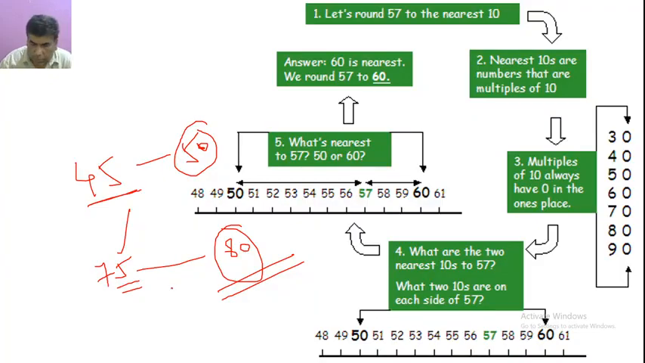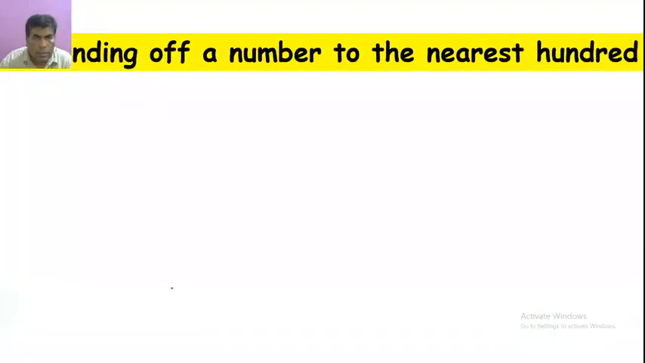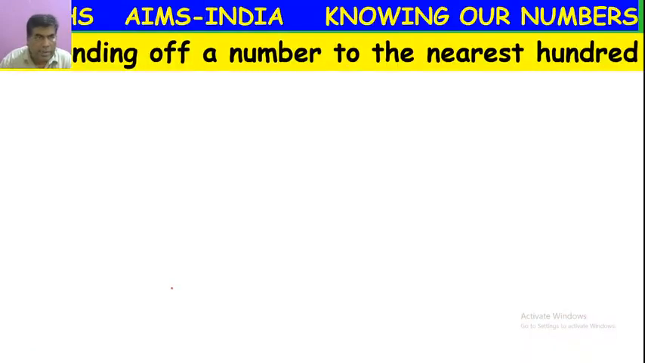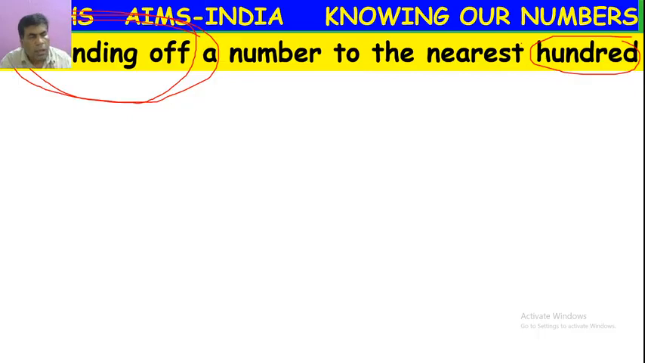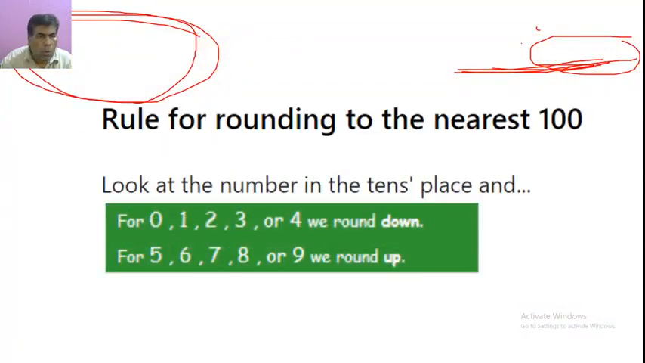Okay, next. So next thing. Rounding off a number to the nearest 100. Already I have told rounding off is not the same for all questions. In the previous example, they asked the nearest 10. But here they are asking the nearest 100. So how to do this? What is the rule here?